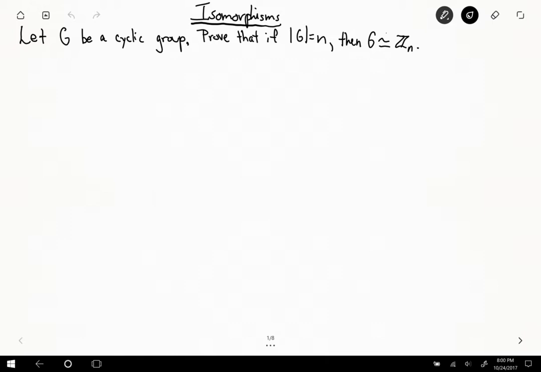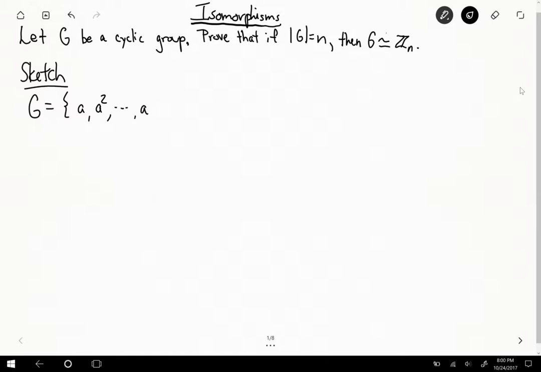We're going to let G be a cyclic group, and we want to prove that if the order of G equals n, then G is isomorphic to Z mod n. So, all of these will be kind of sketches rather than the formal write-up. So since G is cyclic, what do we have? Well, G equals some a, a squared, and so on and so forth, up to a to the n minus 1. And then you could also put a to the 0, but a to the 0 is the same thing as the identity, which we'll call e.